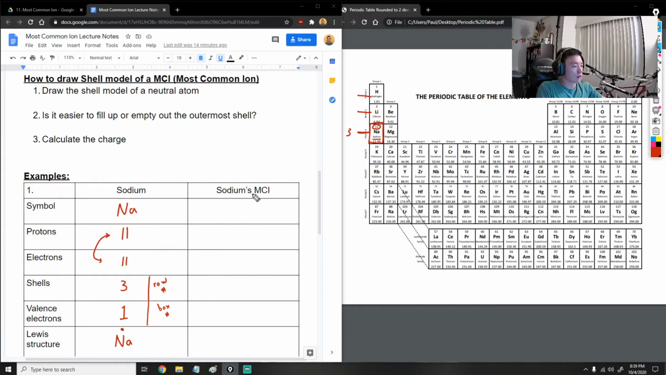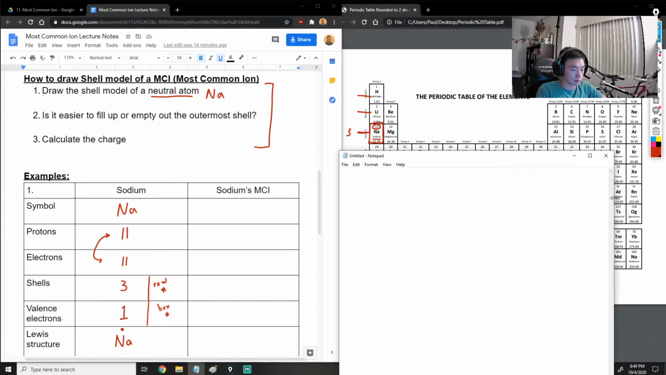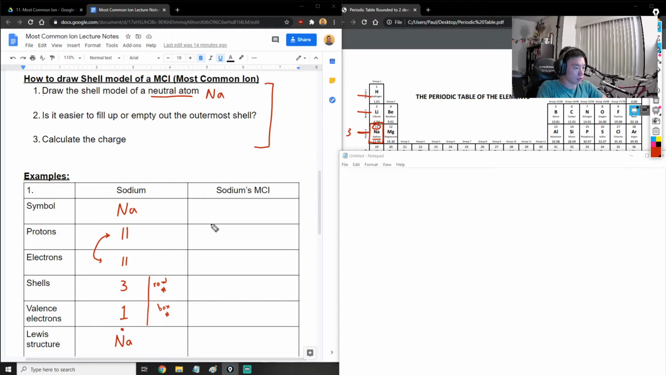Okay, now we're going to do it for sodium's MCI. So what we're going to do is follow these rules right here to figure out sodium's MCI. First, we're going to draw the shell model of the neutral atom. The neutral atom is what we have here. It's Na, regular Na. So we're going to draw the shell model for regular Na. Na has 3 shells, right? Because it's in the third row. So we're going to draw 3 shells around it.